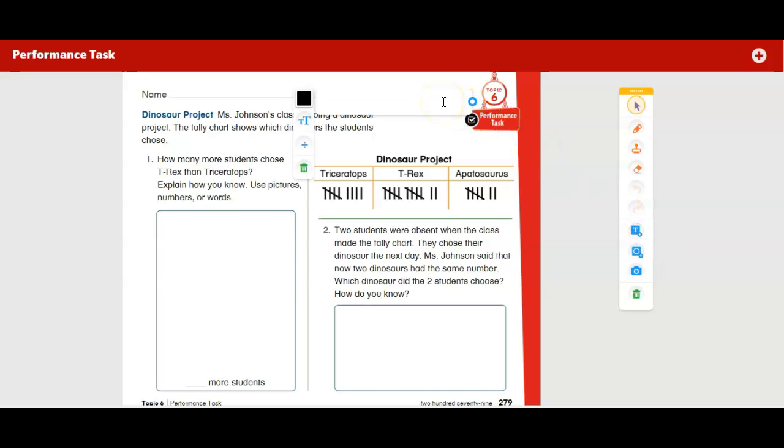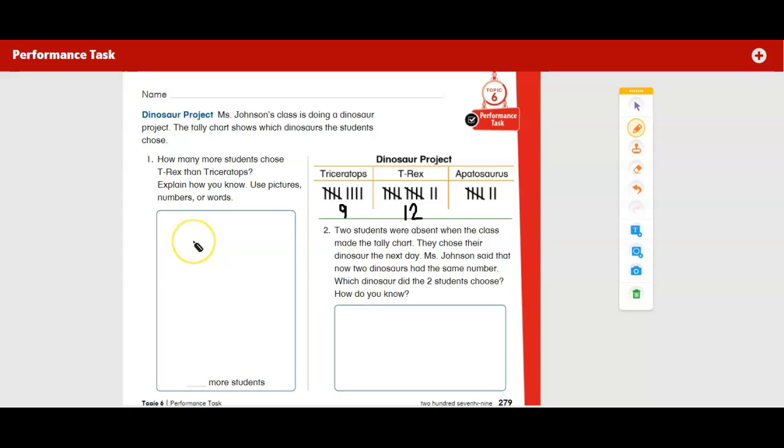For number 1, when it asked how many more students chose T-Rex than Triceratops, we would need to look at the total number of Triceratops, which was 5, 6, 7, 8, 9, and the total number of T-Rex, which was 5, 10, 11, 12. And then you could use addition or subtraction to help you solve.